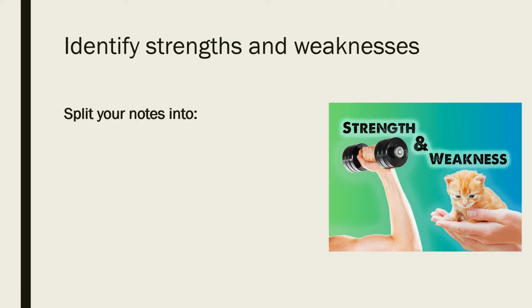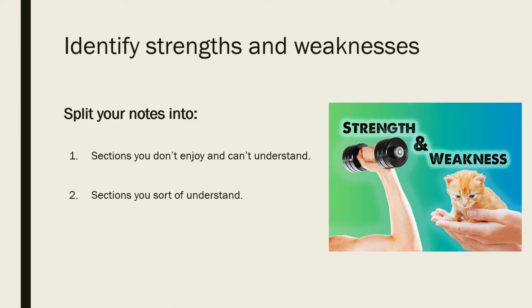For each topic, you could split your notes into sections you don't enjoy and can't understand, sections you sort of understand, and materials you find easy or that you enjoy. Spend most of your time revising the first section, those you don't enjoy or understand, finishing with the sections you enjoy and find easy. As well as ensuring you have concentrated on improving in your weakest areas, this will ensure you finish on a positive and confident note on your strengths.